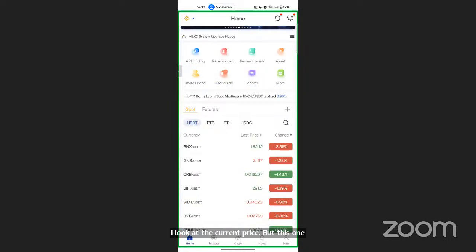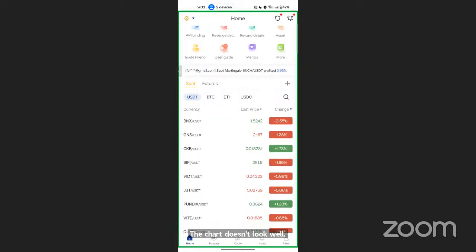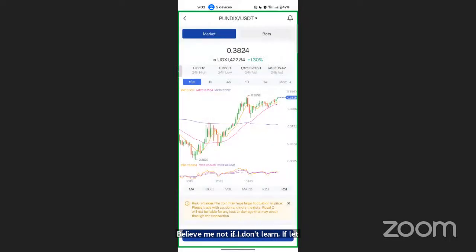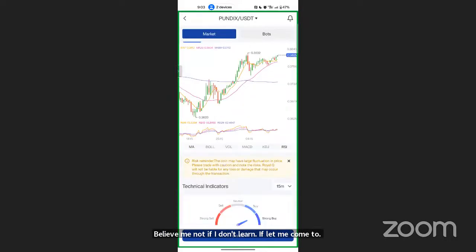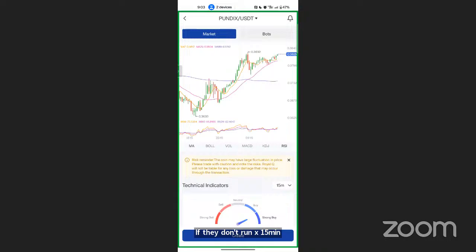Let me come to Pundex. Pundex, 15 minutes. What is the current price? That's why I want you to have a trading book. Okay, you have your trading book. I cannot switch on my camera, so I have my trading book here. So I say, I want to trade Pundex. What is the current price?